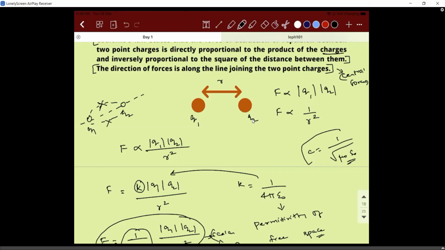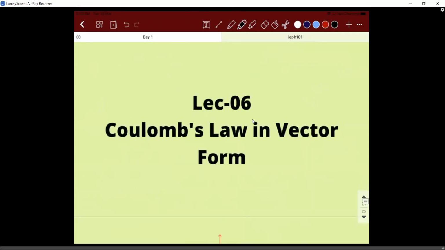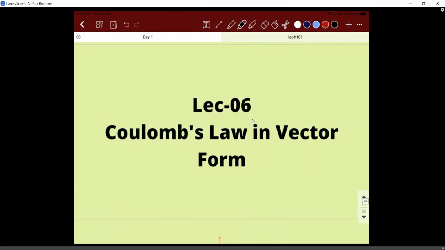Clear, guys? Shall I move on to the next part? That is Coulomb's law in vector form. So this is the next heading you need to write down. Please write down Coulomb's law in vector form.